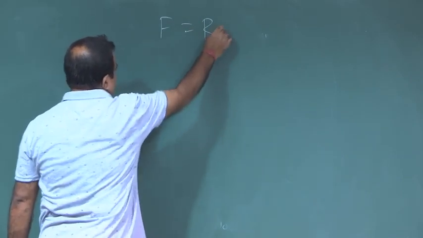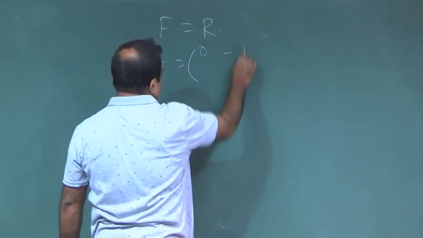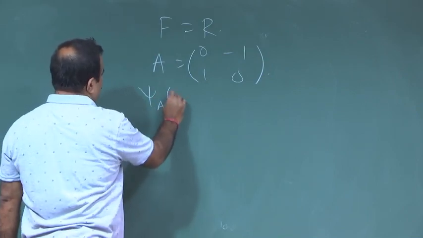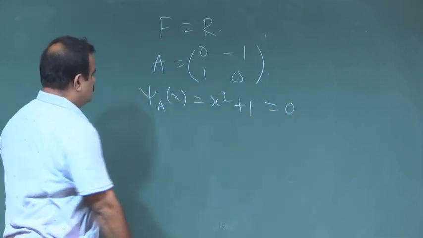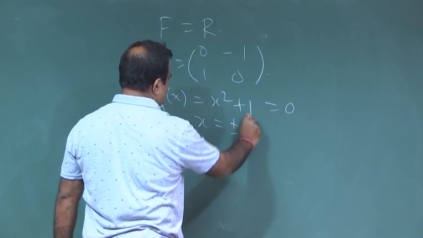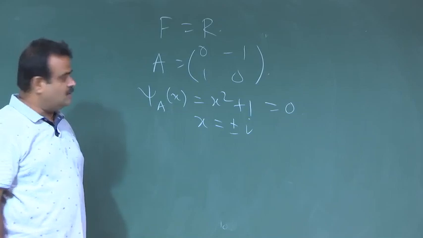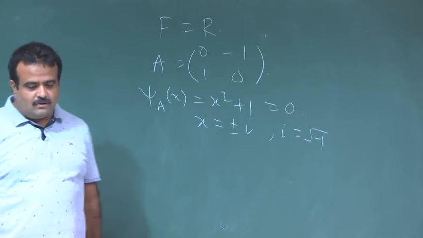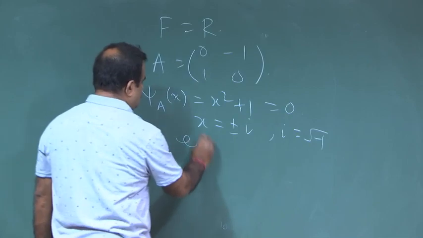Suppose our field is the real field, and we have a matrix like this: 0, minus 1, 1, 0. What is the characteristic polynomial? The characteristic polynomial is x square plus 1. So, the characteristic equation is this. We have seen this example in the last class. We have two eigenvalues, and these are complex numbers. So, these eigenvalues are complex.